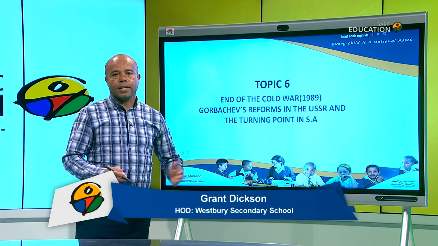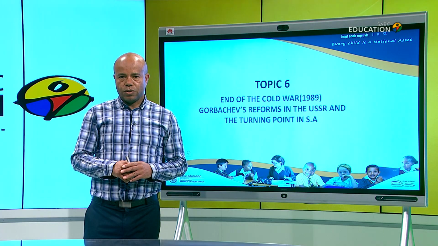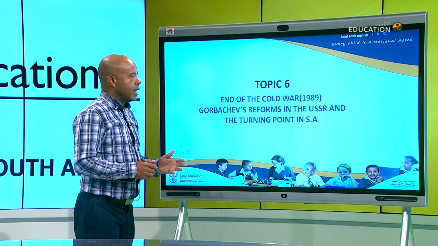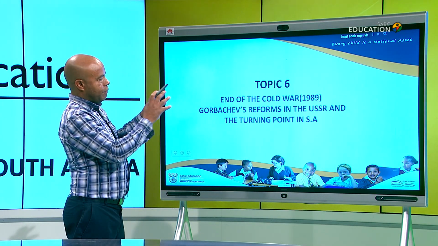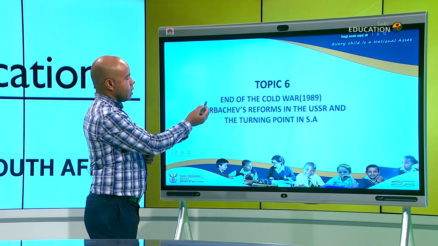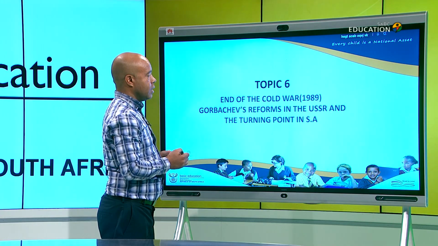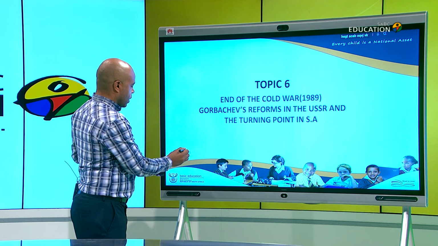Our topic 6 is what we normally find in paper 2. It is the last essay question of paper 2. Now, it's important to understand that in topic 6, the focus is primarily on the end of the Cold War, Gorbachev's reforms in the USSR and the turning point in South Africa.